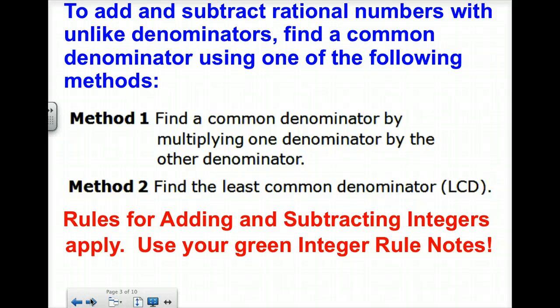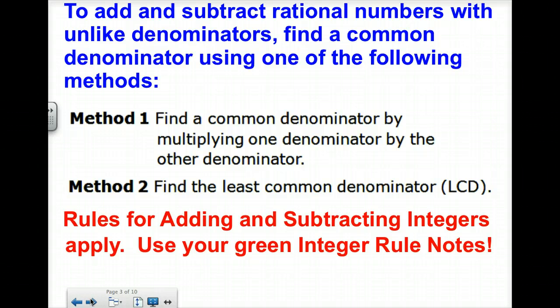So remember, to add and subtract rational numbers with unlike denominators, find a common denominator using one of the following methods. I don't care which one you use. Method 1, find a common denominator by just multiplying one denominator by the other denominator. Or, if you want to get all crazy, go ahead, find the least common denominator. Now in our examples today, I will use both methods, just to get you some practice with both.